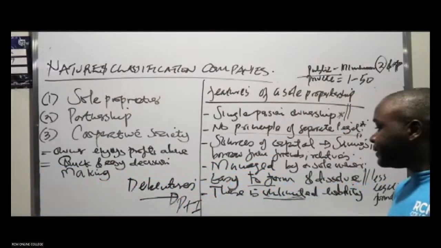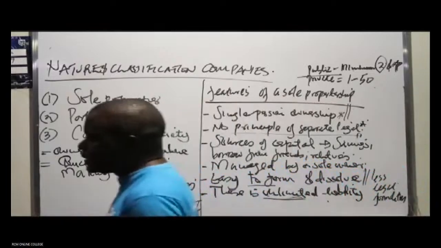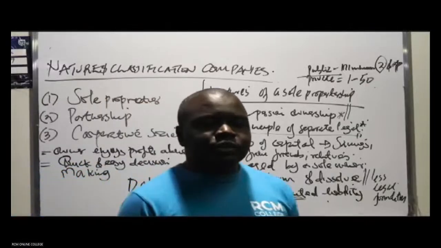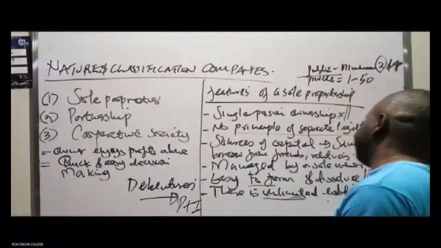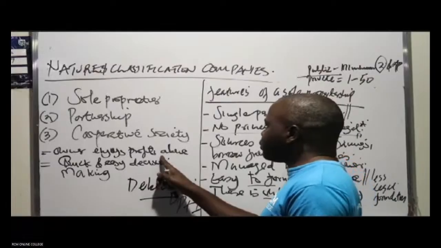In this case, it means the sole owner can be liable for the liabilities of the business. The personal assets at home can actually end up having to be attacked to settle the liabilities of the business. So that is a difference. The owner enjoys profits alone.